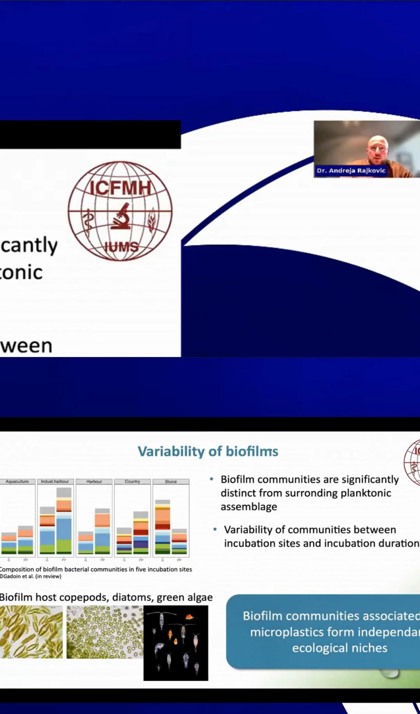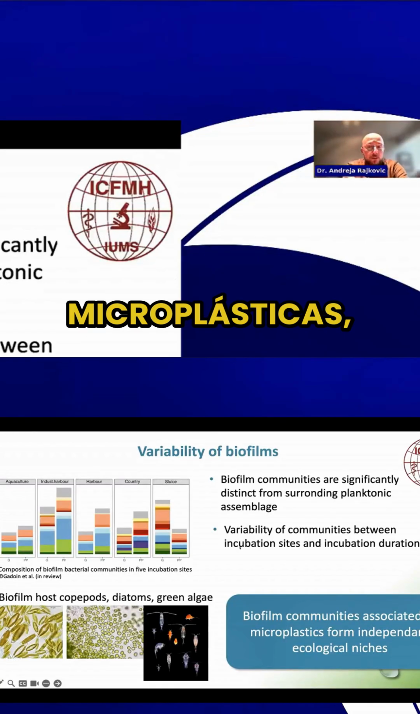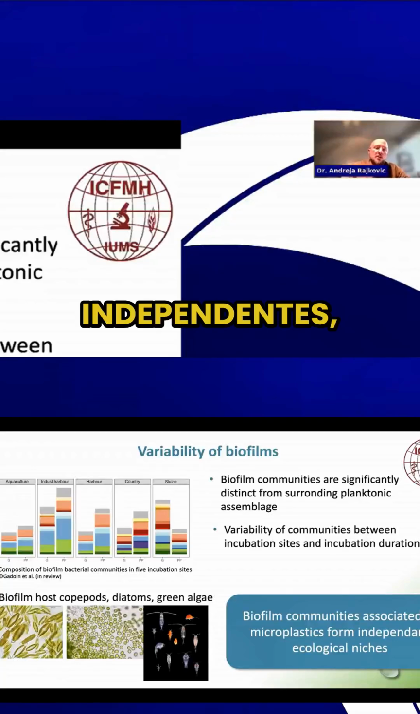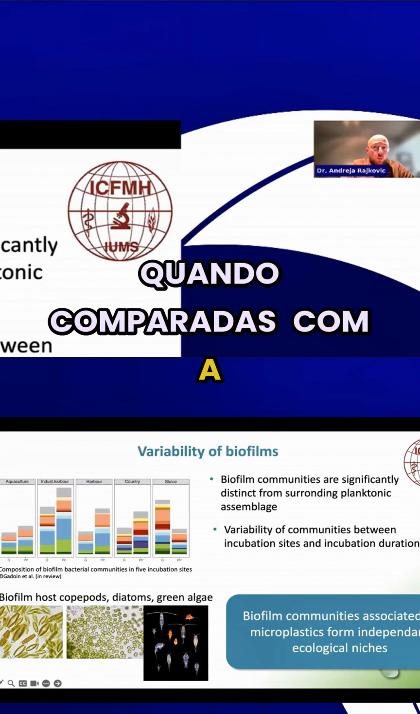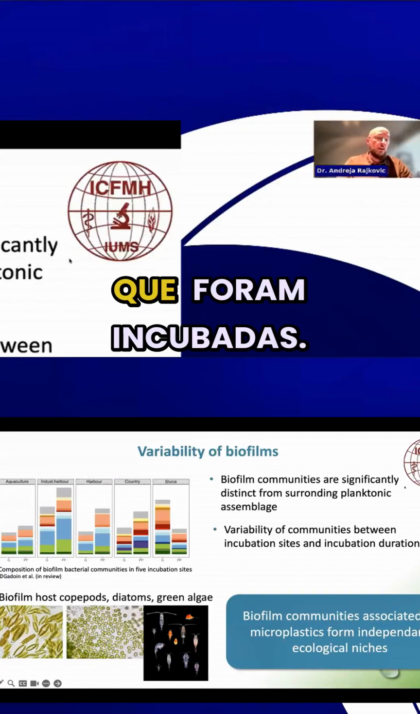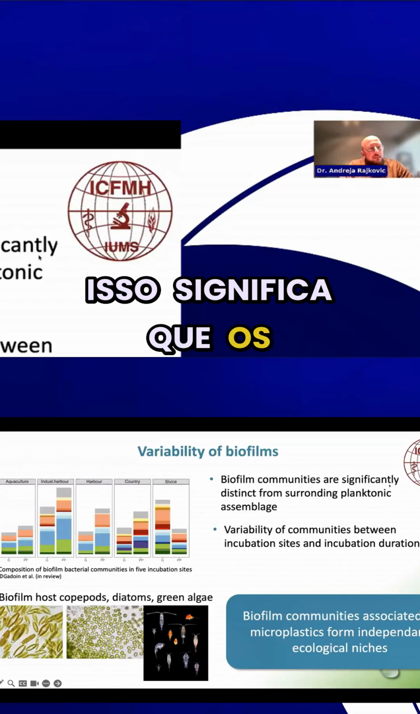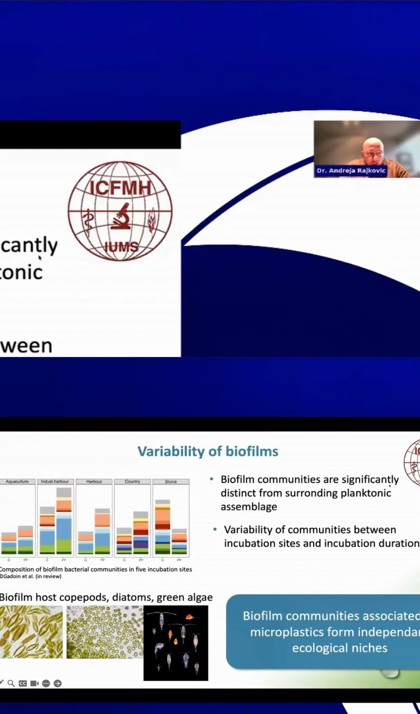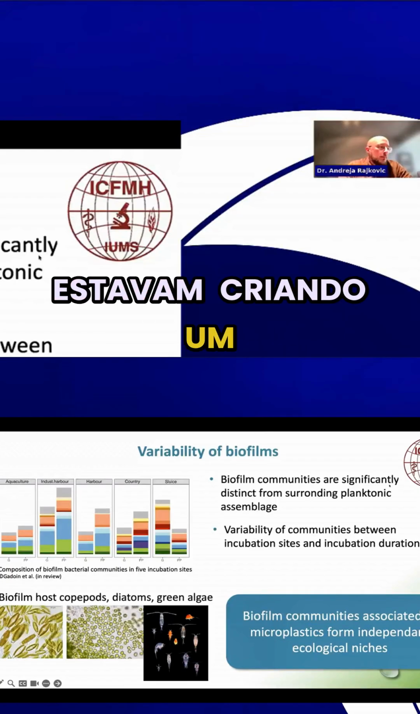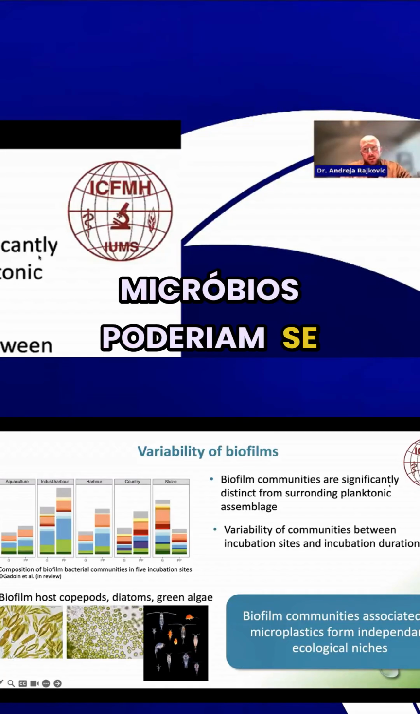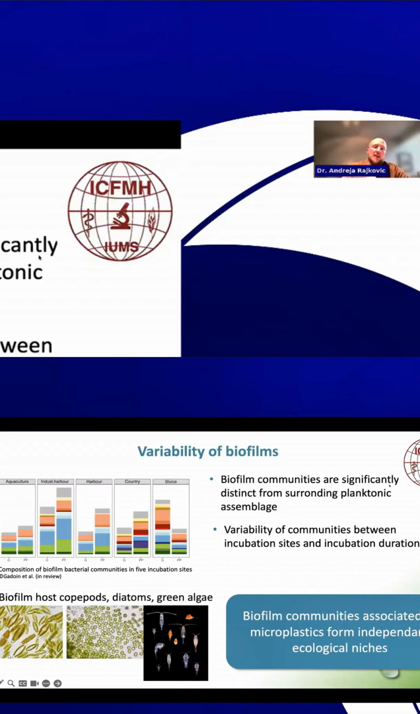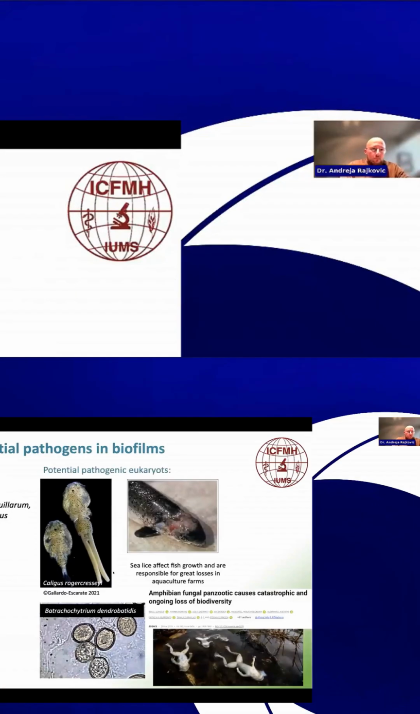When we analyzed these microflora using sequencing, we noticed that the biofilm communities, shown here, which were associated with microplastics, were independent ecological niches when compared to the water where those plastics were incubated. So that means that the microplastics, or in general, maybe physical structures, were creating a place where the microbes could attach, adhere, colonize, and behave somewhat differently than they would behave in the water itself.